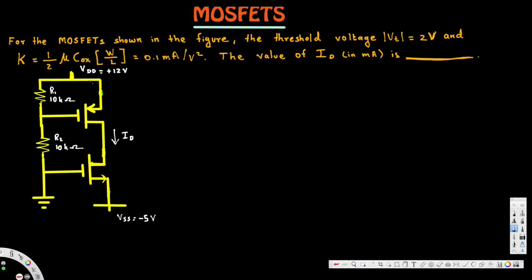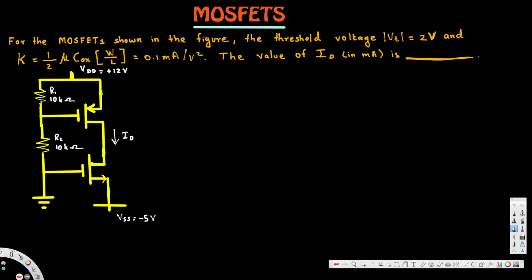What's going on, guys? Let's look at this problem right here. This question is asking, for the MOSFET shown in the figure, the threshold voltage Vt is equal to 2 volts and K, which is equal to half mu COX times W over L, is equal to 0.1 milliamperes per volt square. The value of ID in milliamperes is what?